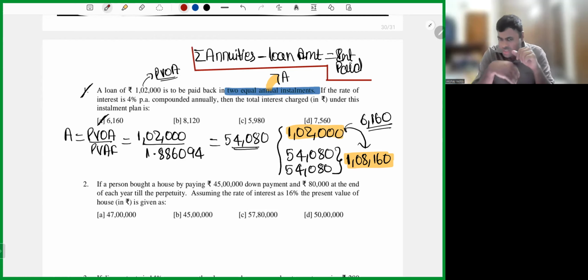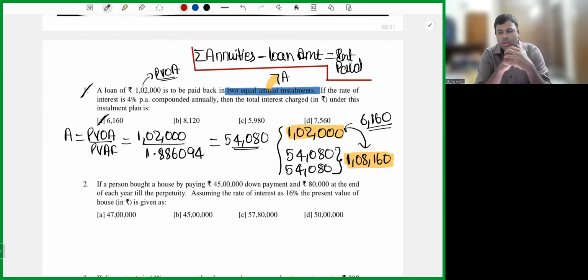So let me once revise the whole concept of annuity for you. So what is annuity? 3 keywords. First one, equal payments or receipts made regularly for a limited period of time. If the limited period of time is violated, what do you call it? You simply call it perpetuity. Annuity made for an infinite period is called perpetuity.